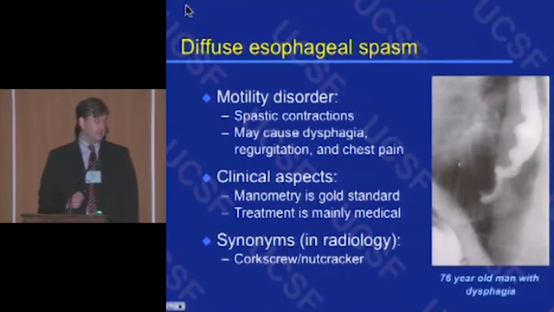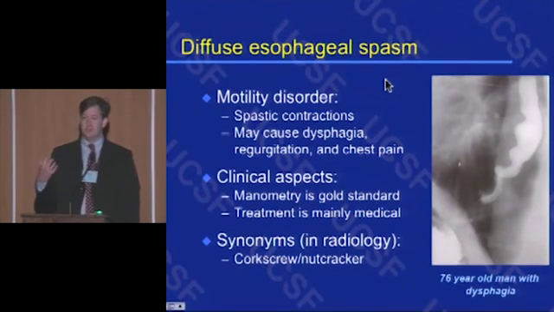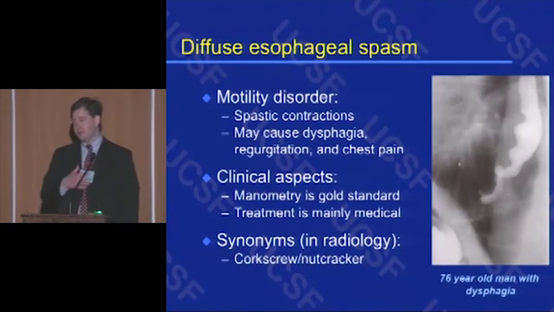Diffuse esophageal spasm is a motility disorder. You see these spastic contractions. Sometimes people call it the corkscrew or nutcracker appearance. Patients sometimes present with symptoms of dysphagia or regurgitation, but they can also present with this excruciating chest pain that mimics acute coronary syndrome. So they come in with these chest pains, they're describing the left chest, and they're trying to figure out, is this an MI?